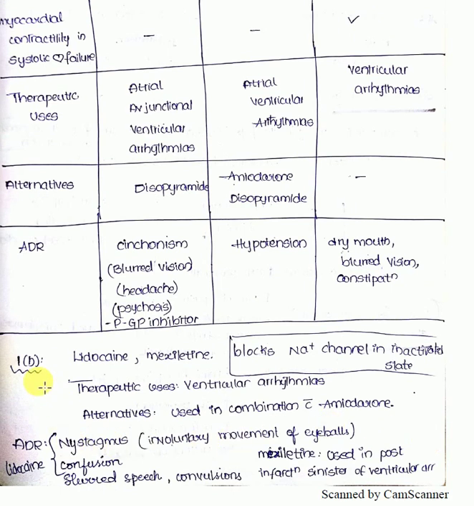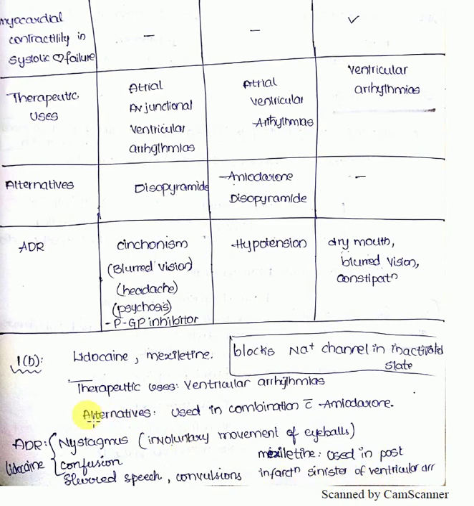And class 1B drugs, after class 1A, are lidocaine and mexiletine. Lidocaine and mexiletine, the main action, they show action at sodium channels in the inactivated state, whereas 1A drugs show action in the activated state. These 1B drugs show action in the inactivated state. The therapeutic uses of lidocaine and mexiletine: both show action against ventricular arrhythmias, whereas mexiletine also shows action against post-infarction ventricular arrhythmias. You have to remember this post-infarction ventricular arrhythmias.